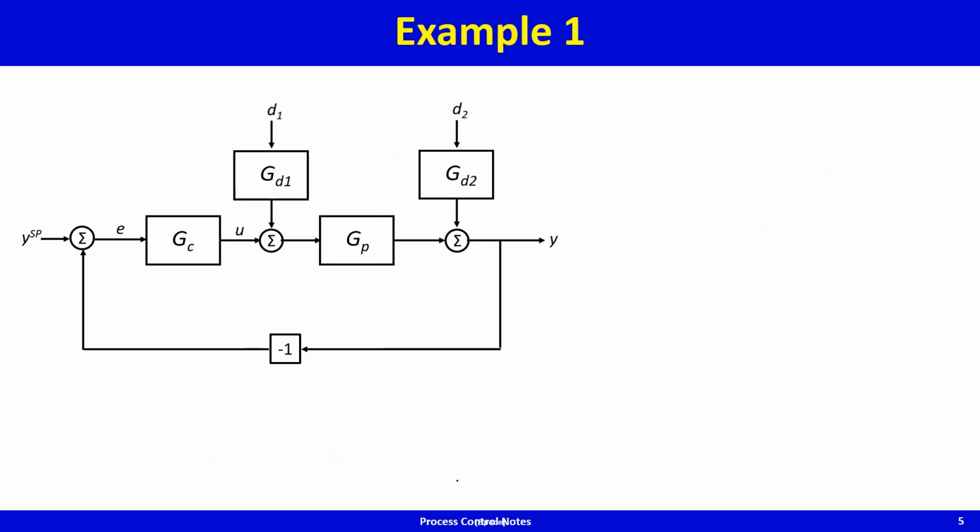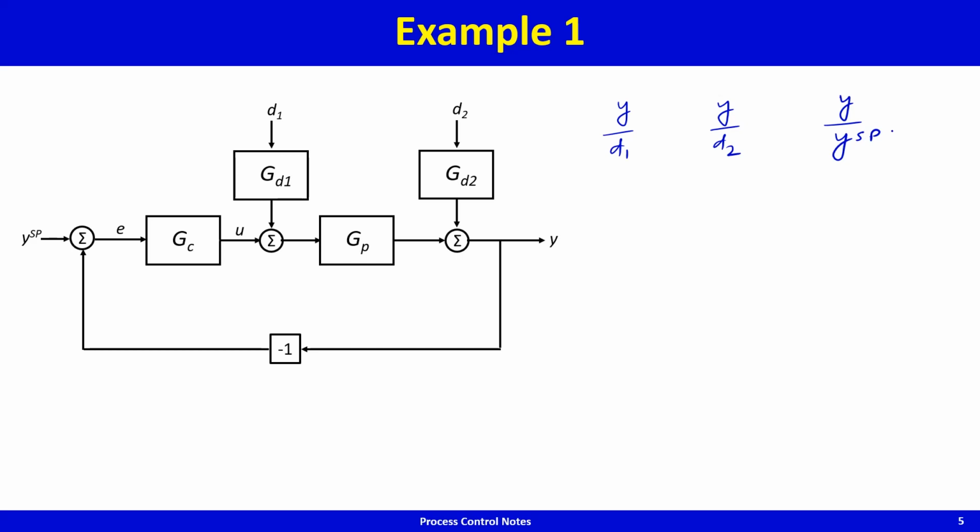Let's do some simple examples. So now here I have two disturbances. It's a feedback loop with two disturbances: a single input single output system, single controlled output, and single input to the process that can be manipulated. So what do I want? I want three relationships. What are those three relationships? Y by d1, y by d2, and y by y set point.